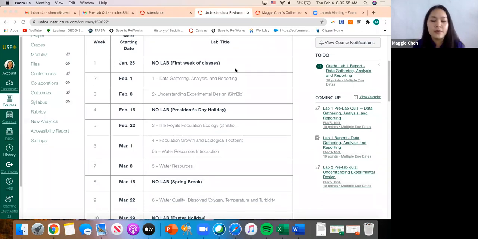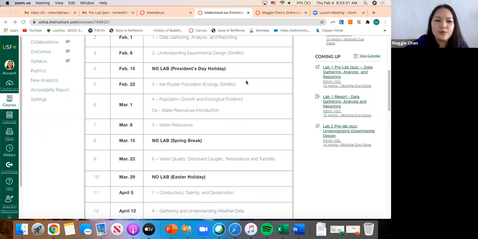I hope you all have Excel. If there's any problems downloading that, please let me know. We're going to be making 2 Excel charts and also looking at how to use different measuring tools. Next week for Lab 2, we're going over understanding experimental design using SymBio, a computer program to look at the different variables within an experimental procedure and what we could do to change things around. But the week after that, there's no lab because of President's Day. So there's that 1 week break.